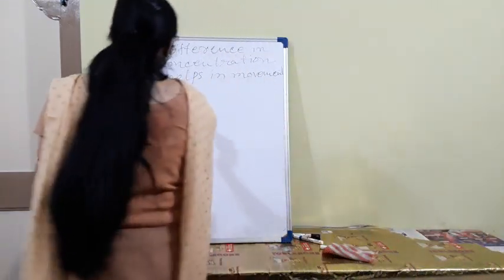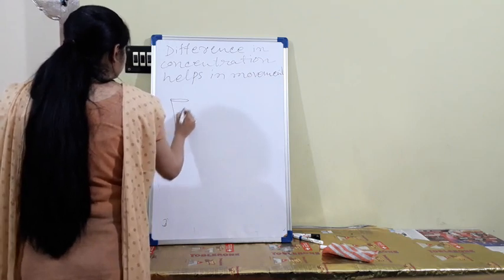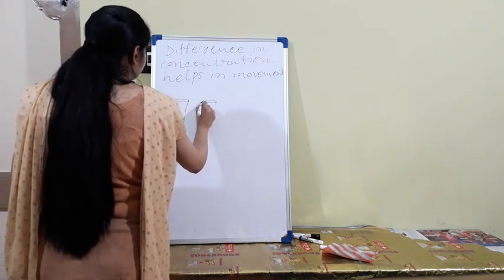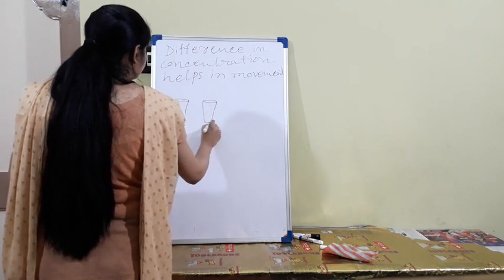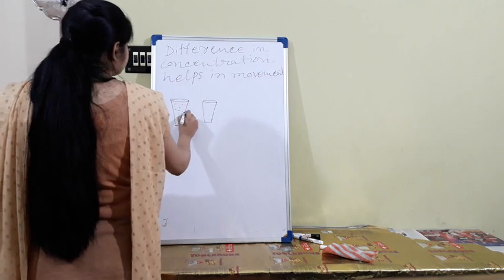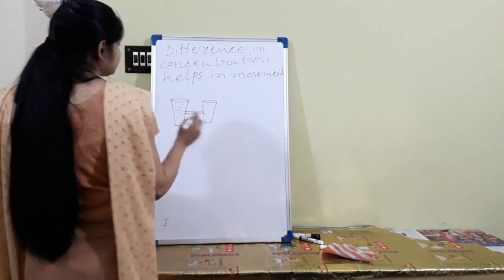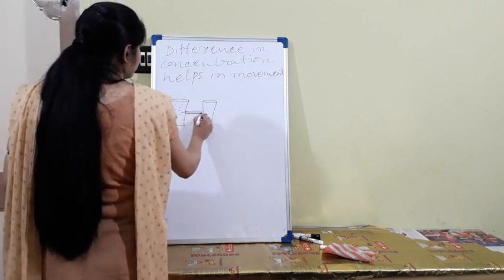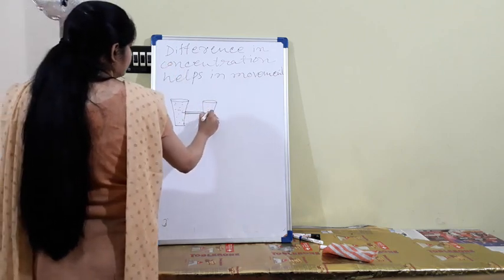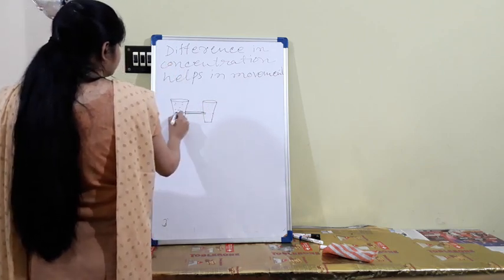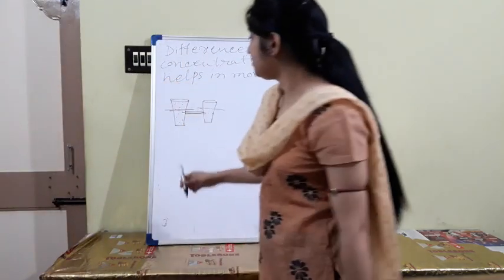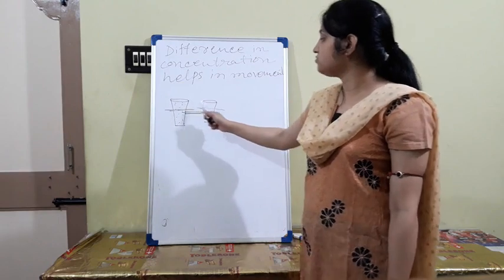For example, if you take a full glass of water and you also take another glass that is empty, and you connect the two glasses with a bridge, you can see that the water flows from the higher amount to the lower amount, and it continues until the level of the water is the same. Okay, so it continuously flows from one glass to another glass.